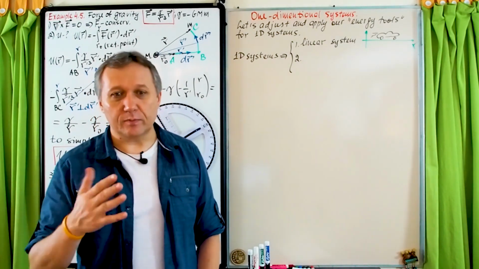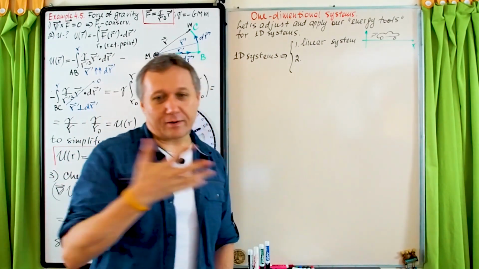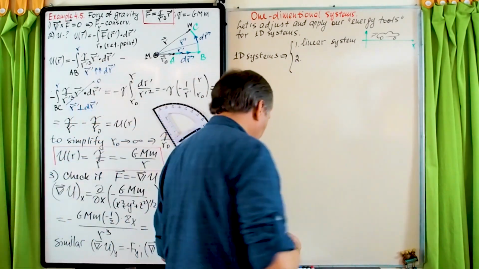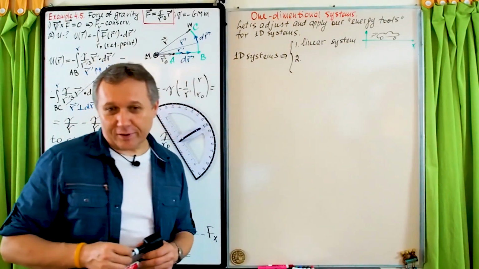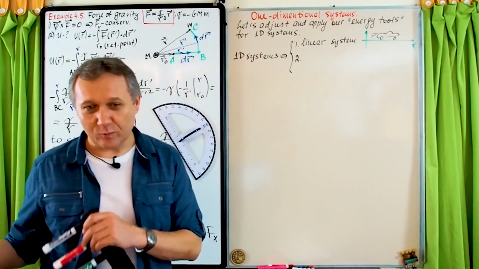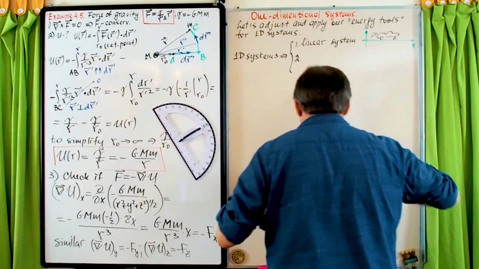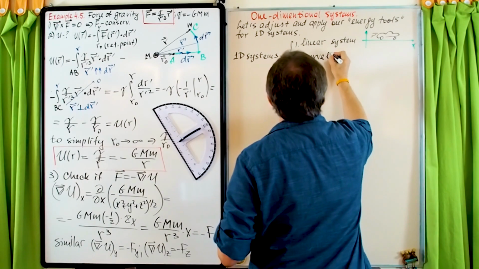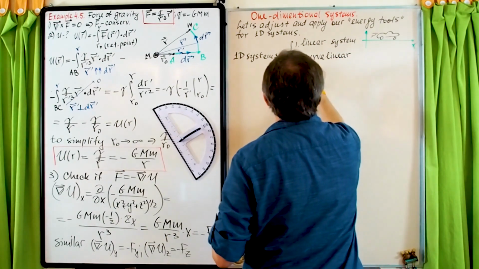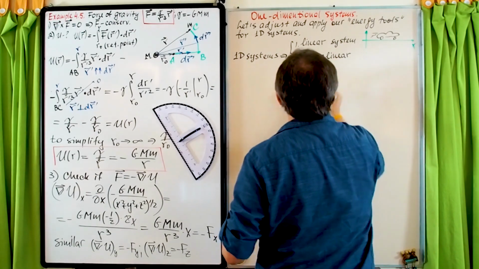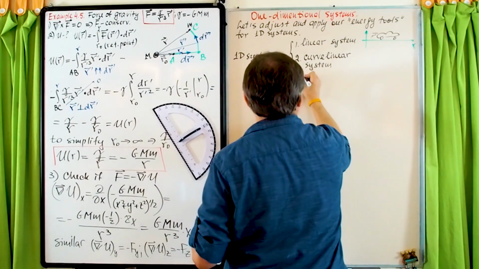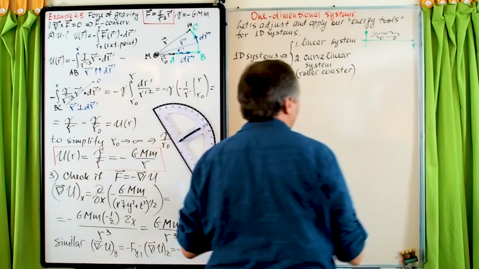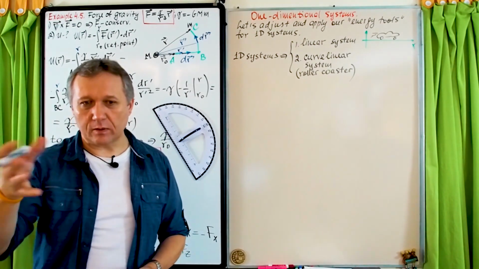For example, that parameter can be just a distance along the track, s. But it's still a one-dimensional system, because the forces of constraint make that system one-dimensional. All right, curvilinear system. Okay, roller coaster, or a bead on some wire.